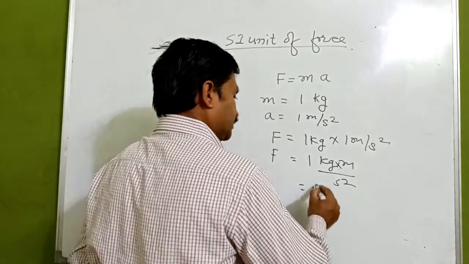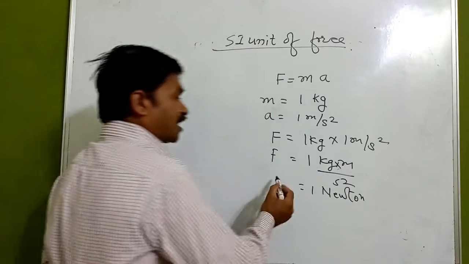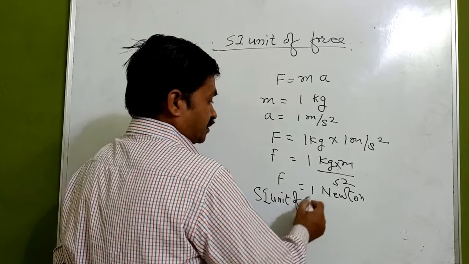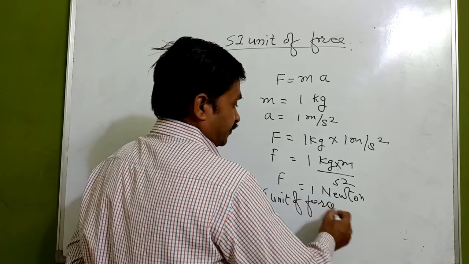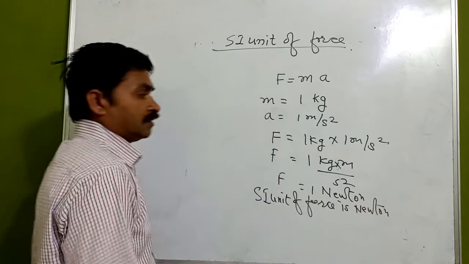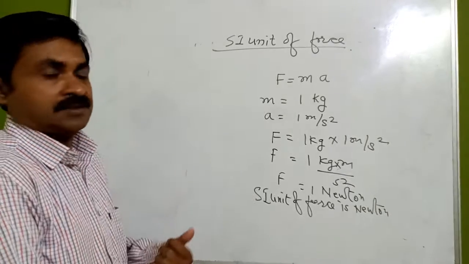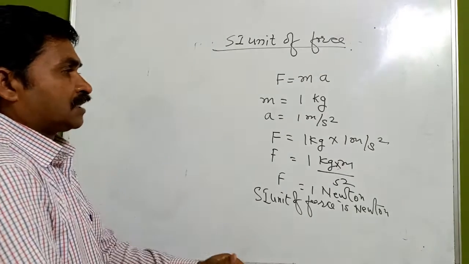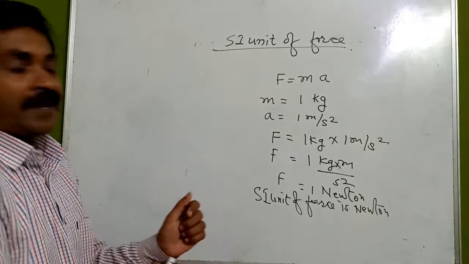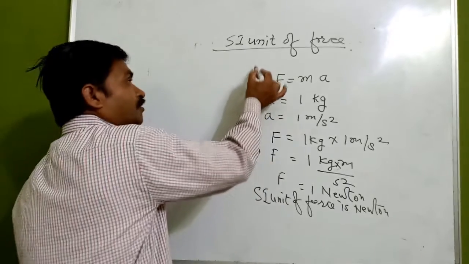1 Newton. By 1 Newton, we mean the SI unit of force is Newton. If 1 kilogram mass of an object is moving with an acceleration of 1 meter per second square, then the force applied is said to be 1 Newton. This is the SI unit of force.